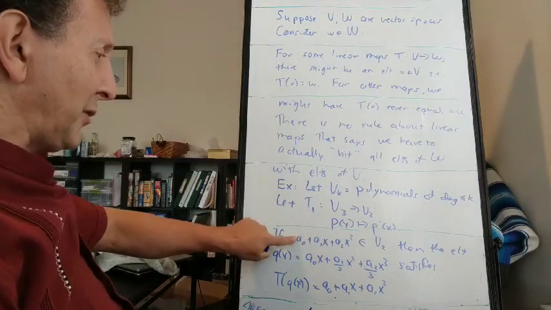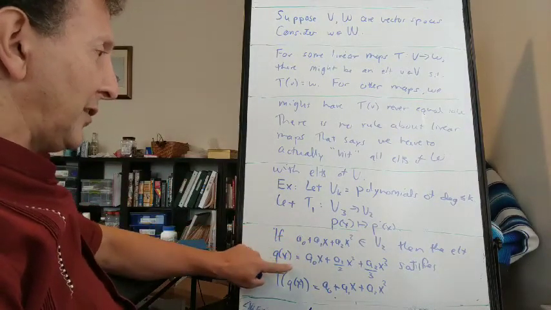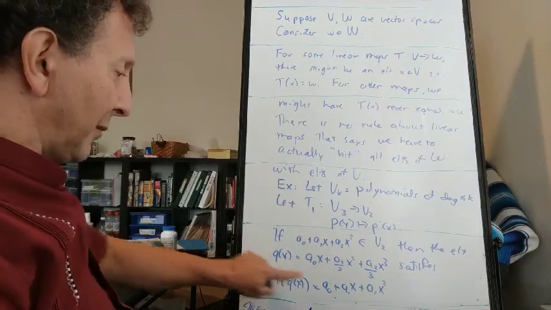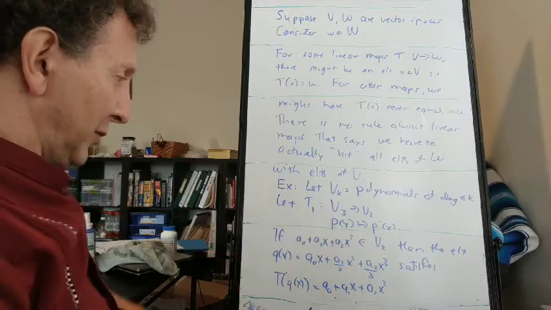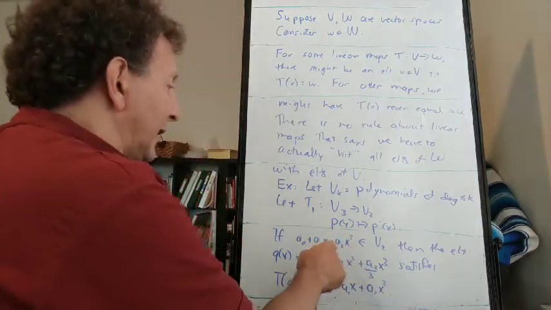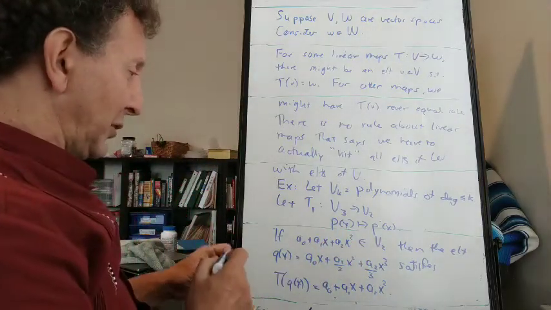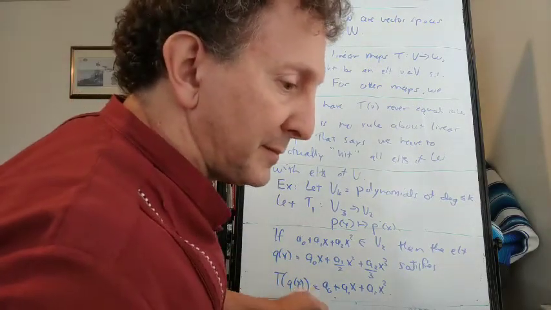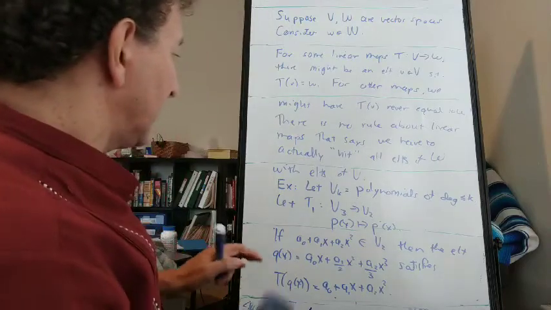So no matter what element we pick in V2, there's something in V3 so that T of that something equals our original element of V2. We can hit this polynomial in V2 if we start with the appropriate element of V3. Now let's look at another transformation.